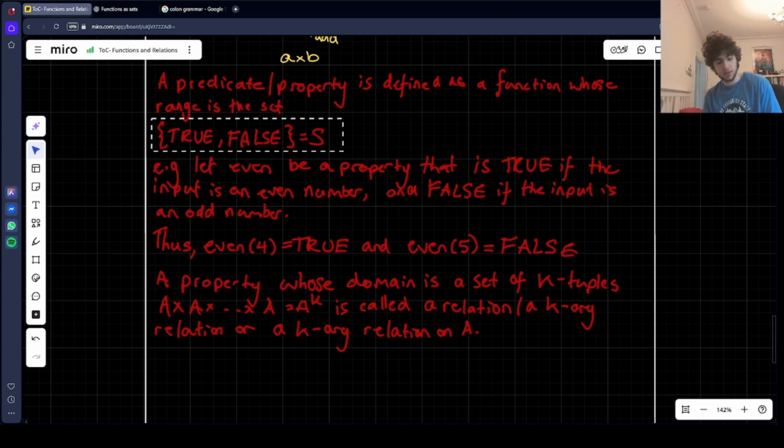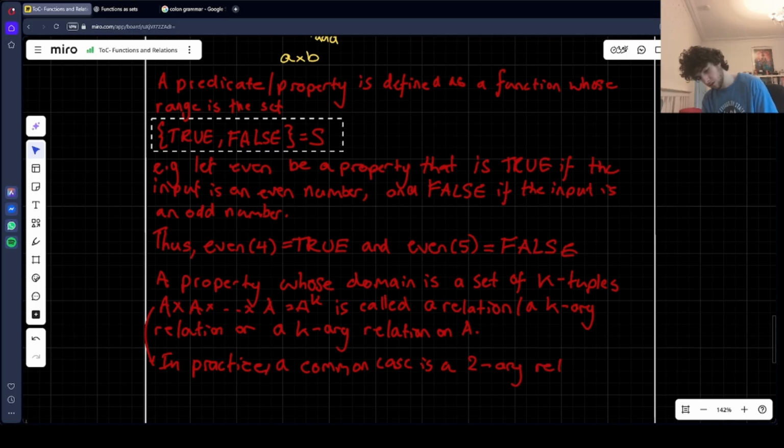Now, in practice, a common case is a two-ary relation. We actually call this a binary relation.